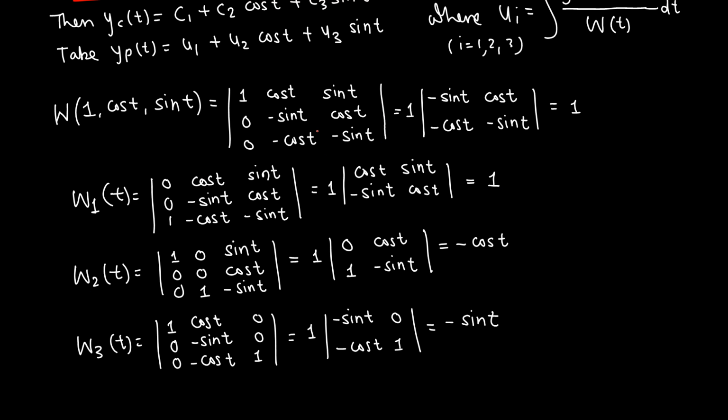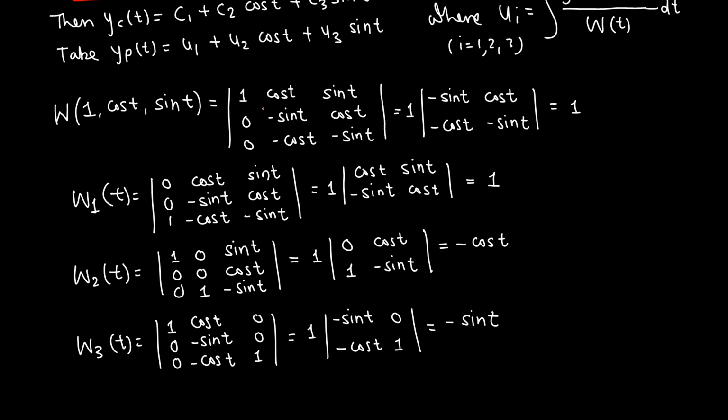W2 is W same, but replace the second column by 0, 0, 1. And we can expand along 1, delete the row and column containing 1. So 0 cosine, 1 negative sine here. This 0 minus cosine, this negative cosine.